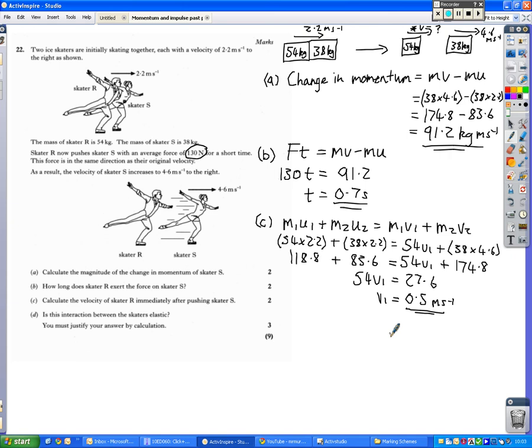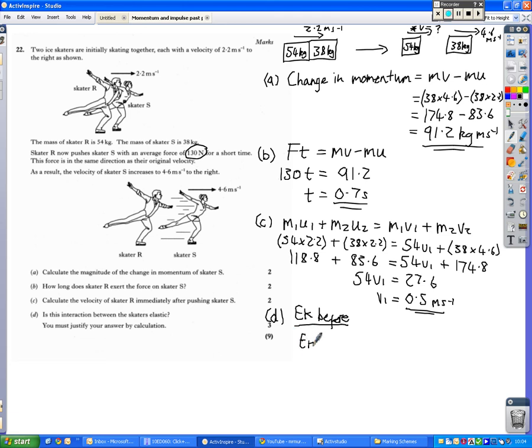Now D, is this interaction between the skaters elastic or inelastic? So we'll do EK before first. Remember, an elastic collision is one in which momentum is conserved and kinetic energy is conserved as well. Momentum is always conserved in both of these types of collision, it's just whether kinetic energy is conserved or not. Inelastic means that EK is not conserved. In other words, it's not the same before as it is afterwards.